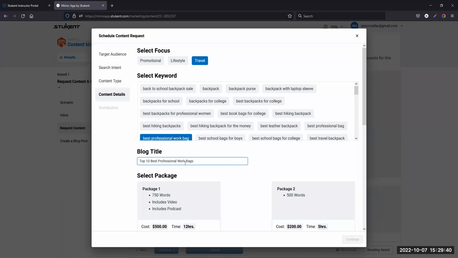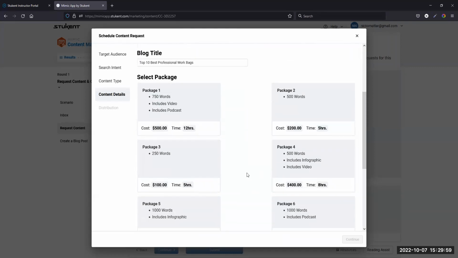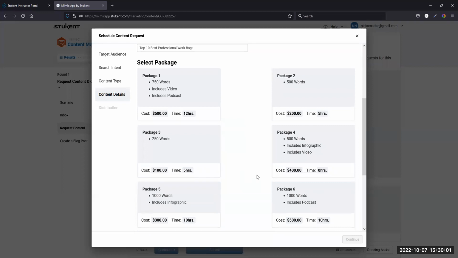So now I'm looking at this though, and I think I'm going to change my focus. If it's travel, I don't want travel about professional work bags, especially if my person is an up and comer, Raj. If it was Apac or Tom, it would work really well, but I picked Raj. So I put the keyword that I selected in the title. Now I select the package. What is it that I want in terms of what the content creator is going to do?